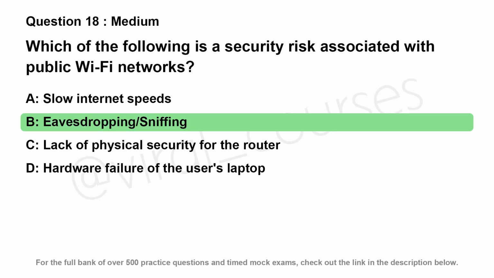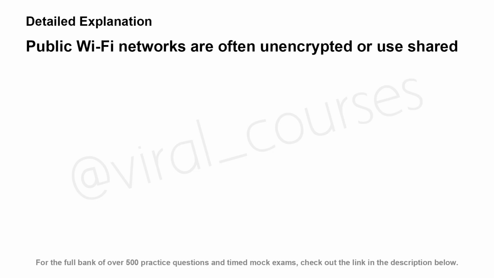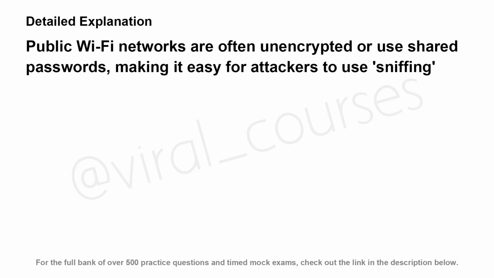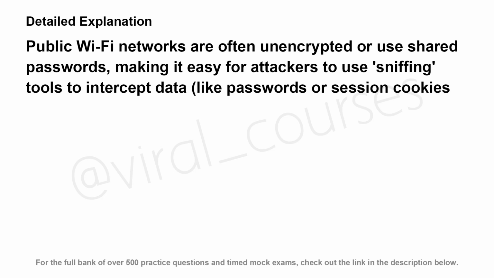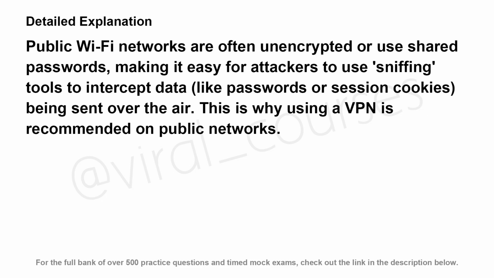The correct answer is B. Public Wi-Fi networks are often unencrypted or use shared passwords, making it easy for attackers to use sniffing tools to intercept data, like passwords or session cookies, being sent over the air. This is why using a VPN is recommended on public networks.